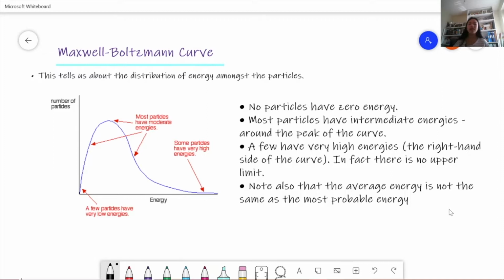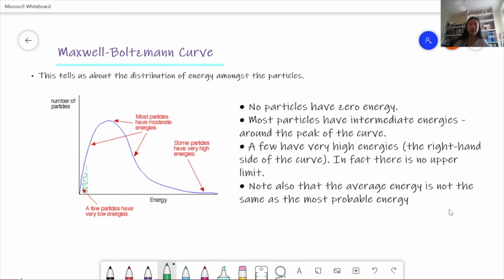So there are 4 things to note. And the first is that no particles have zero energy. So this area where they have very little energy is very small. So there's not many particles with these kind of low energies.